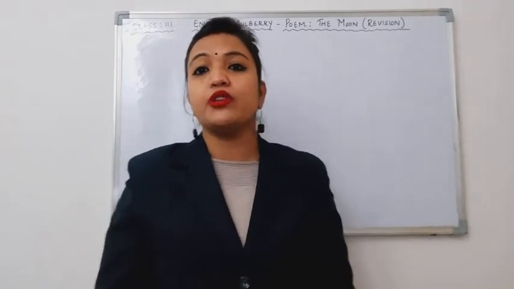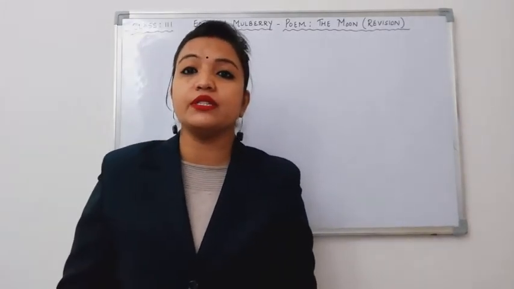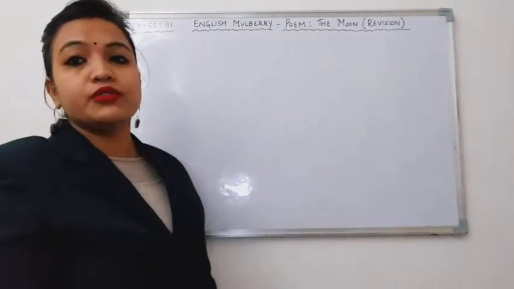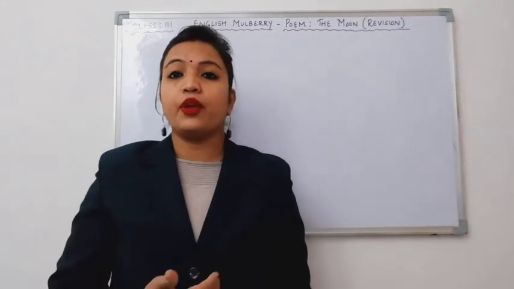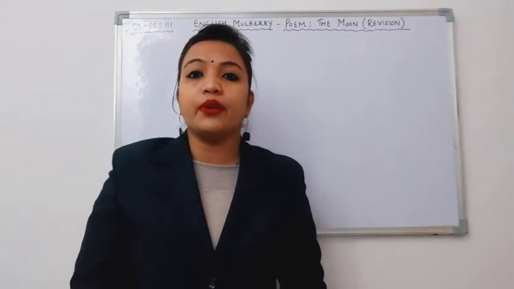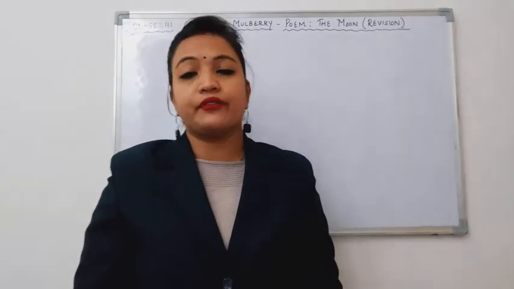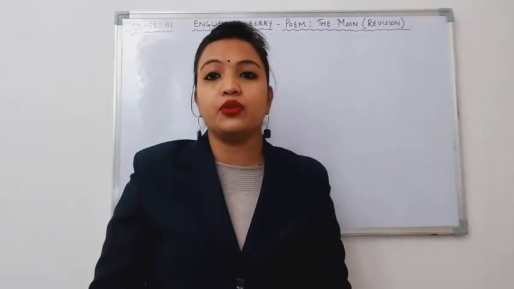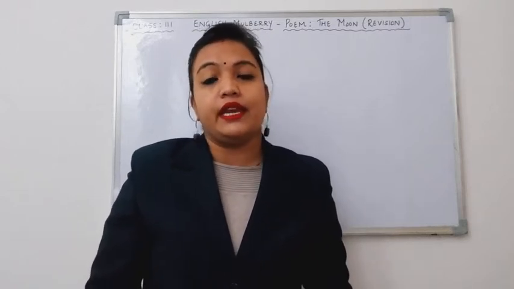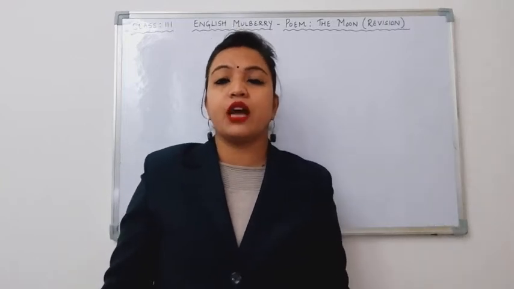In today's class, we are going to have revision of a very beautiful poem written by Robert Louis Stevenson. The name of the poem is The Moon. First, I will read the poem and all of you will listen to the pronunciation of each word very carefully. After that, I will explain the poem line by line to you. Then we will have discussion of some of the exercises of the poem, and at the end, I will give a worksheet which you will complete in your copy. Let us start the revision now.